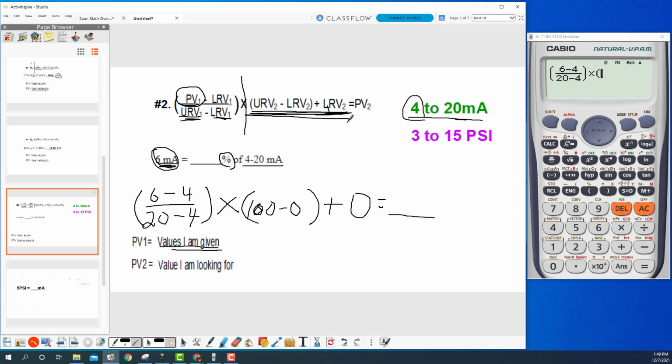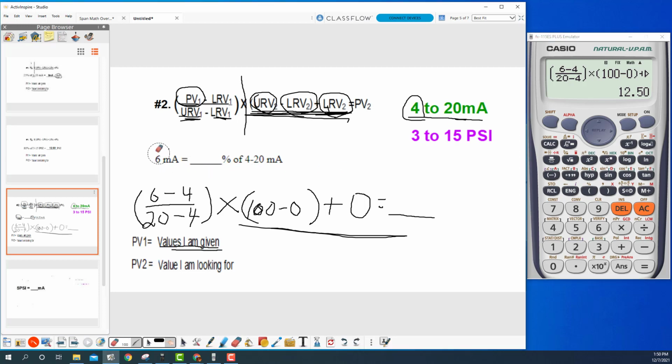So now we've moved over to this side, just like right here. And since I'm looking for a percentage, my upper range value of my number 2 numbers is 100, minus my lower range value of my number 2 numbers, which is 0. Close parentheses, plus the lower range value of my number 2 numbers, which is 0. And this gives me a value. If you get a fraction, hit the standard to decimal button, and it is 12.5%. 6 milliamps is 12.5% of 4 to 20 milliamps.